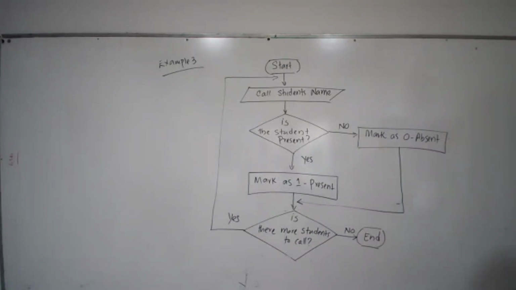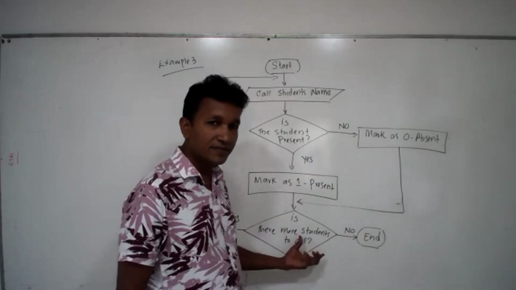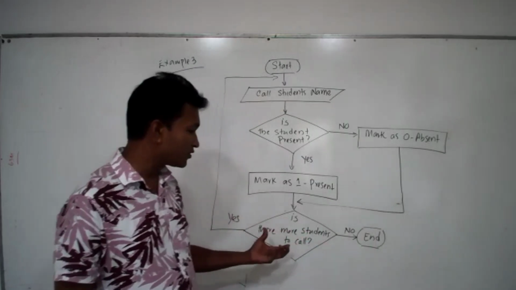Consider making attendance of students, marking attendance of students. If the student is present, the register is marked with 1. If the student is absent, it is marked accordingly. Therefore, we have to repeat these steps until all the students are over. That means all the students are called.